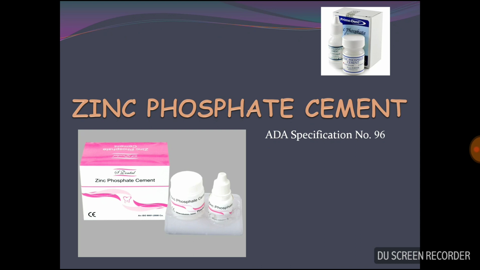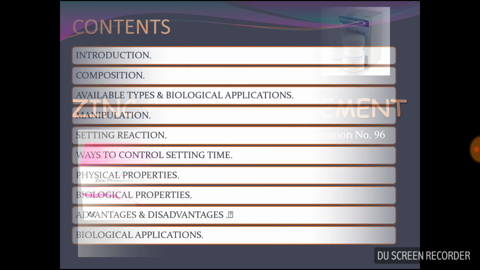Hope you guys have understood our previous videos about zinc polycarboxylate cement and zinc oxide eugenol cements. Today I am here to discuss zinc phosphate cement. The ADA specification number of zinc phosphate cement is 96.